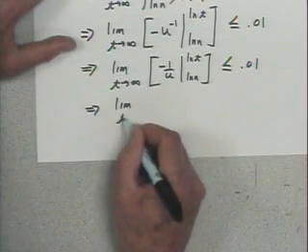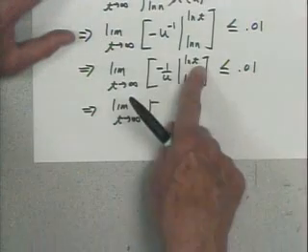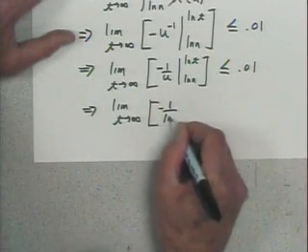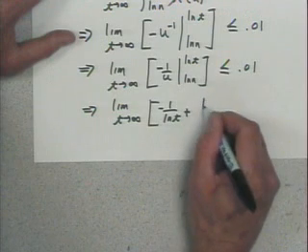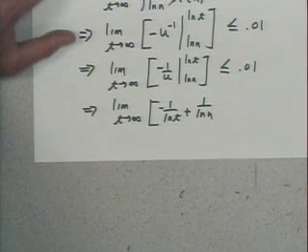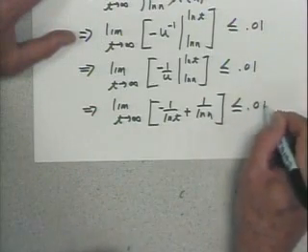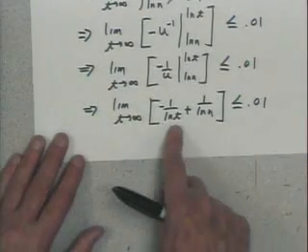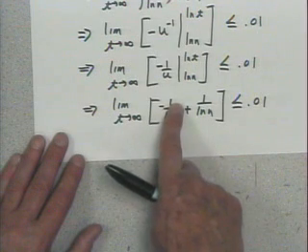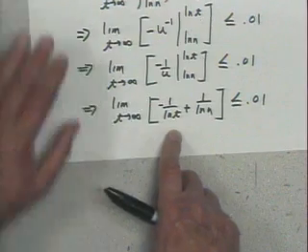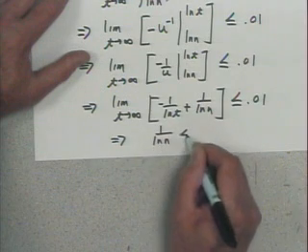Okay, so the limit as t goes to infinity. What happens if you put the upper limit in there? You get minus 1 over natural log of t, right? What if you put the lower limit in there? Well, you get plus 1 over natural log of n. And that has to be less than or equal to 0.01. Okay, as t goes to infinity, what's going to happen to this? It's going to go to 0 because the numerator stays constant. Denominator becomes infinitely large. So you end up with 1 over the natural log of n is less than or equal to 0.01.